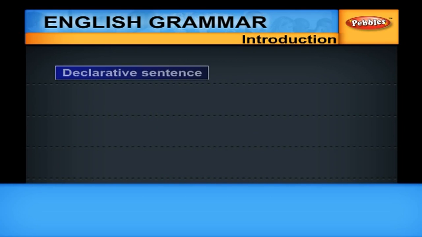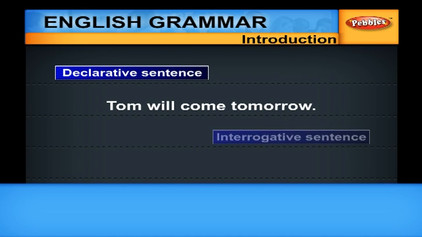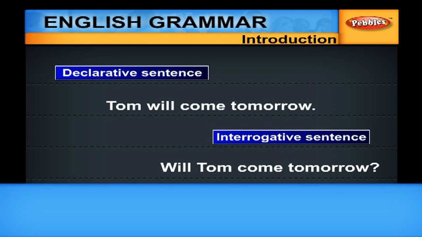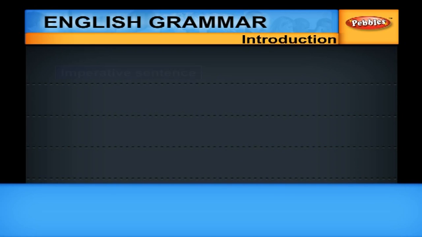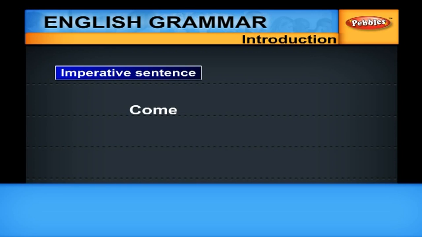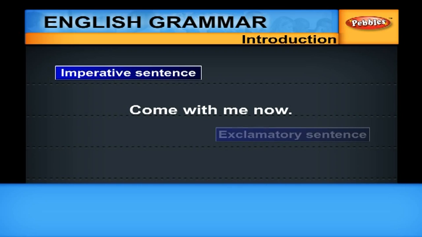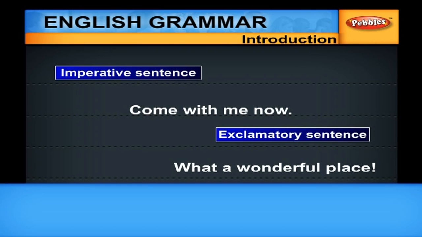It can be a declarative sentence. Example: Tom will come tomorrow. It can be an interrogative sentence. Example: Will Tom come tomorrow? It can be an imperative sentence, orders or directives. Example: Come with me now. And it can be an exclamatory sentence. Example: What a wonderful place.